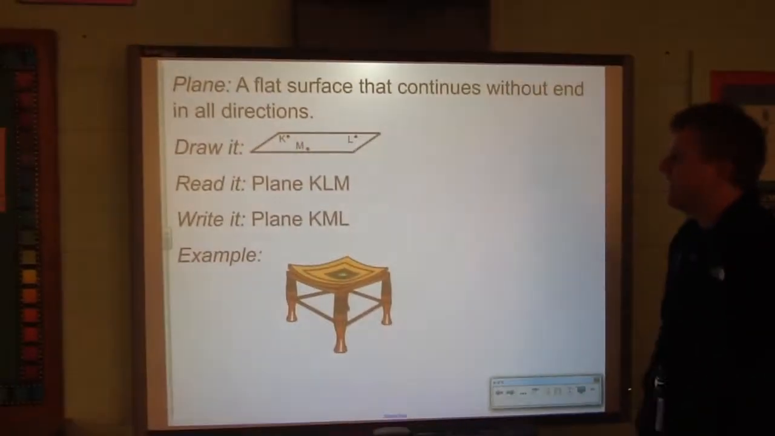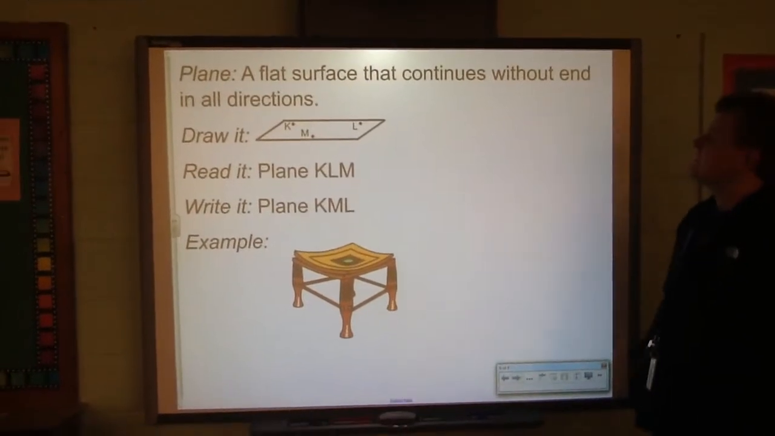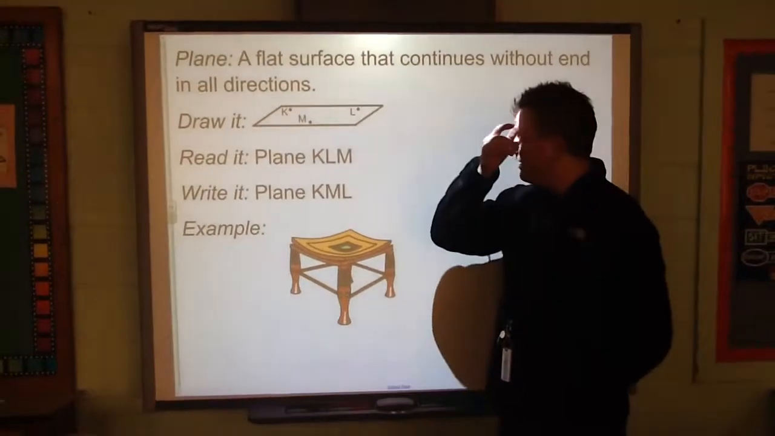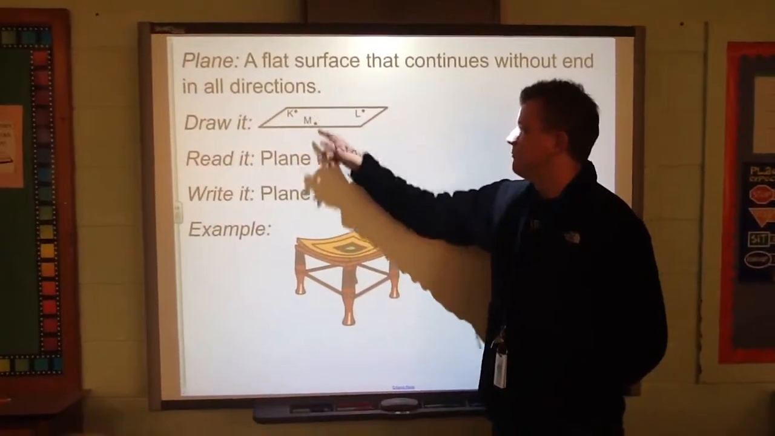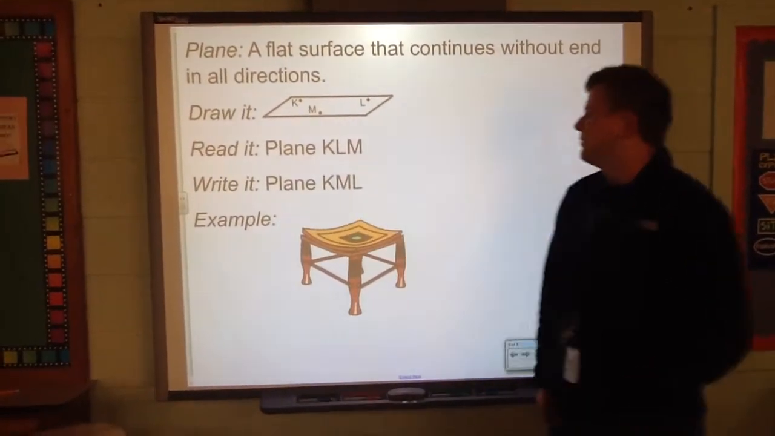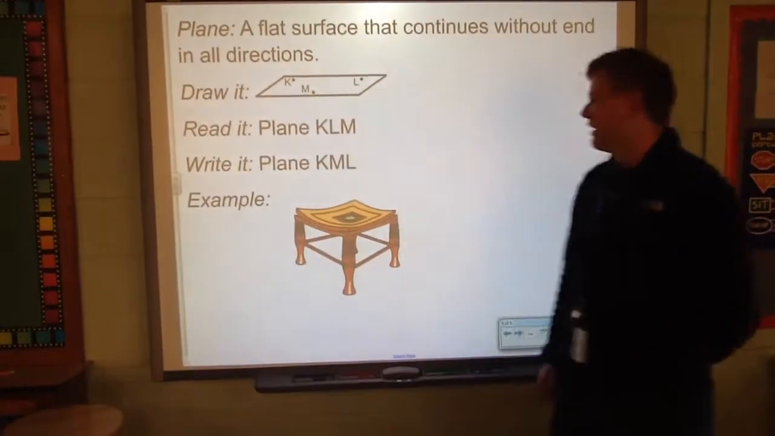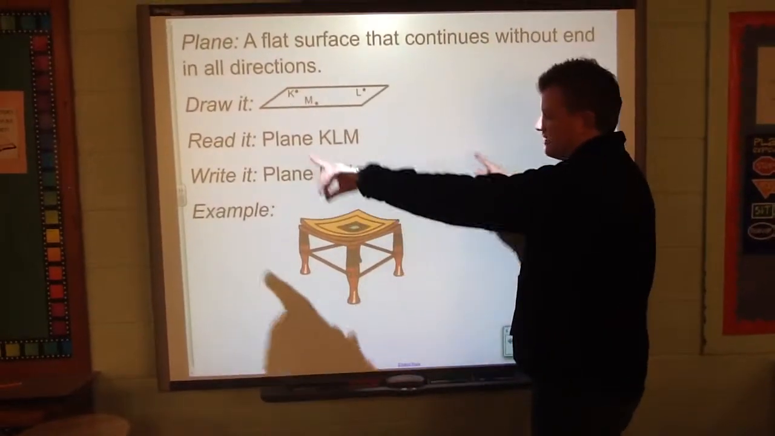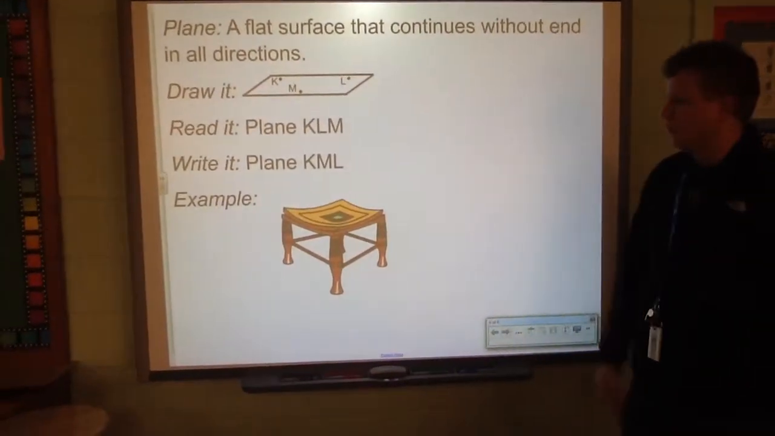Last one we're going to look at today is a plane, not an airplane, a plane. It's a flat surface that continues without end in all directions, okay? And you might draw it, and for example, we have a shape here with different points in it, okay? And you would read that as plane KLM, okay? You would write it as plane KML, okay? And just one example I had was just a surface that, you know, maybe if you had the points continuing, you would see that it continued on. But you can put points on a various surface like a table or whatnot.